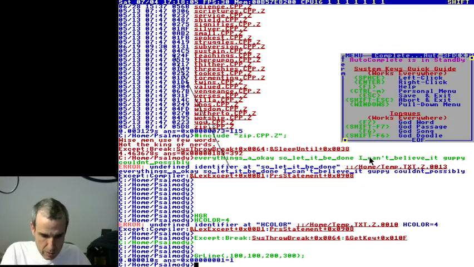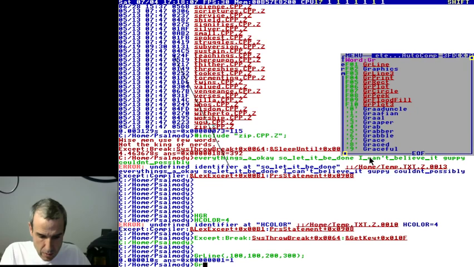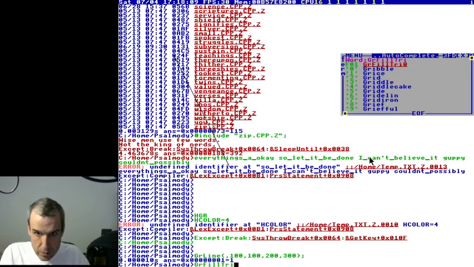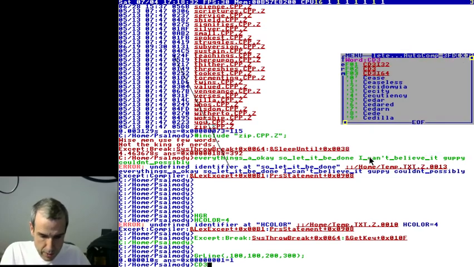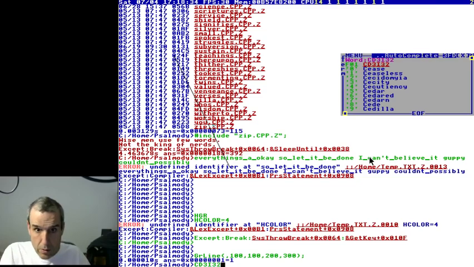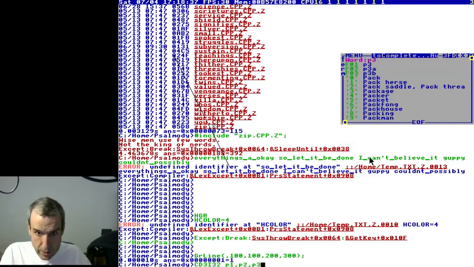Okay, GR fill triangle. I don't know if I can do this. Oops, I looked up the dig. Okay, we have to do points. Oh, we need point 1, 2, and 3. Okay, so we say, uh-oh, I didn't pay attention. CD3 by 32, P1, P2, P3. I don't know why I'm doing this.